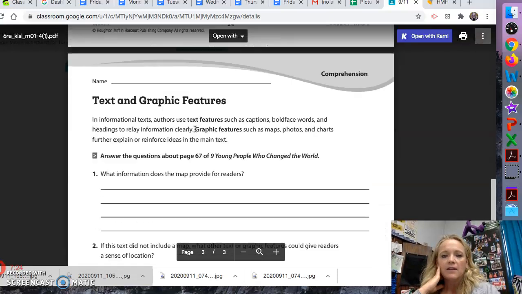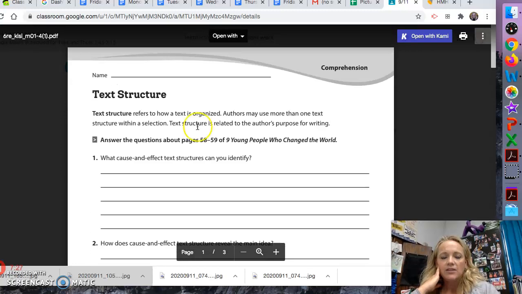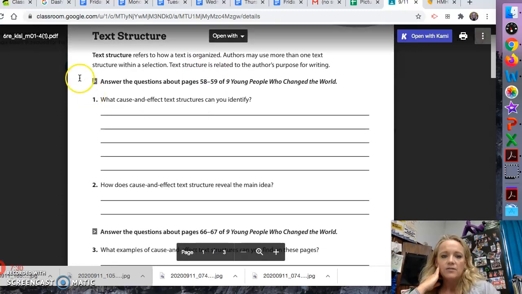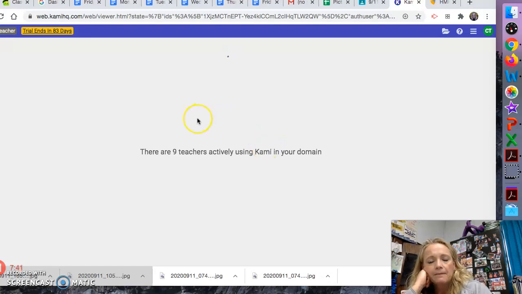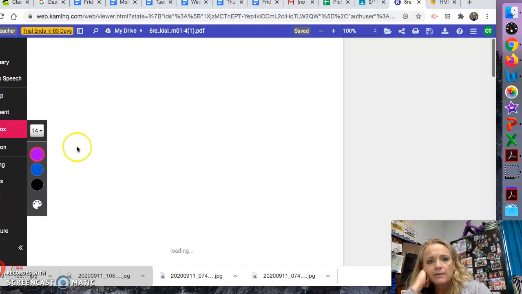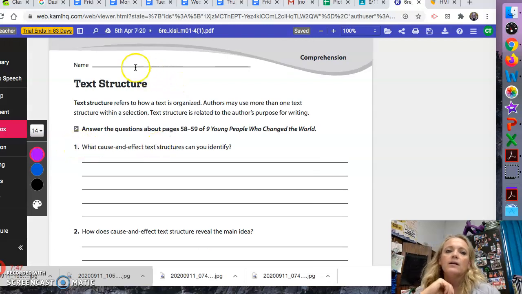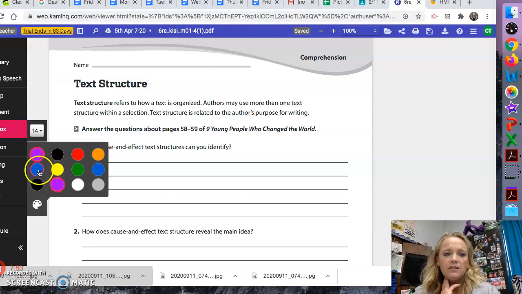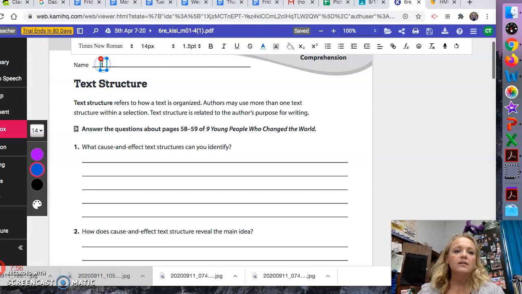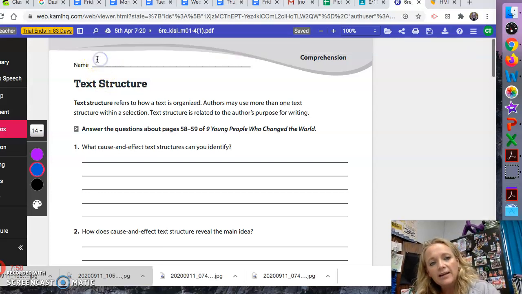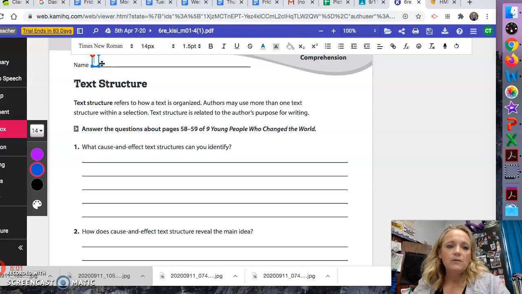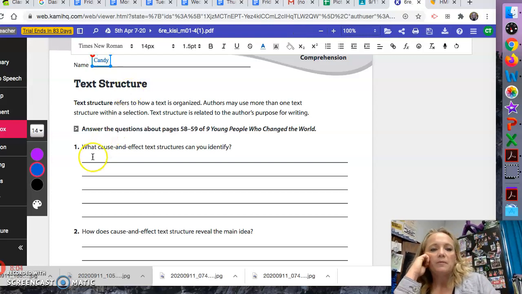You'll see that I have included 3 pages. We are going to answer question 1 and 2 on this page. When you open it, make sure you click Open with Kami. Mrs. Herrig has already taught you all of this, but if you click the text box and you pick my favorite color, if you use anything but black, that would be great, because then I can easily see where you typed. Put your name on the paper.